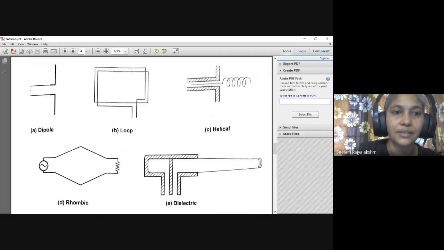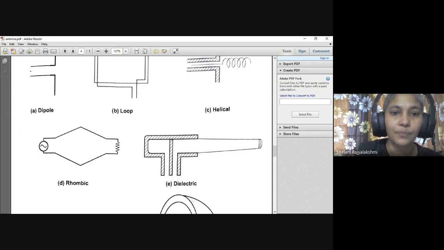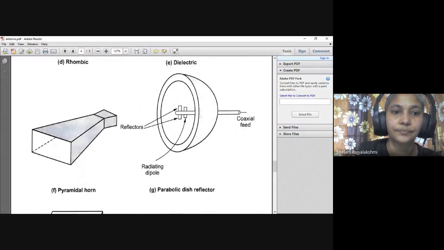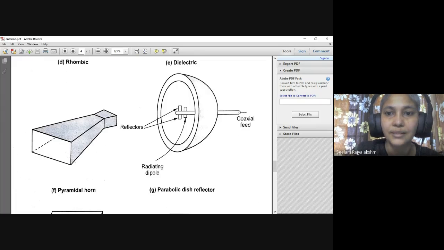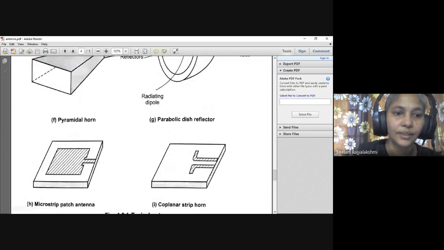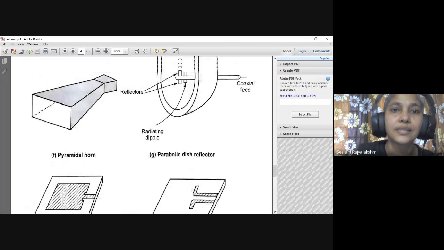So here we have, this is a dipole antenna, and this is the loop. This is a helical antenna, rhombic antenna, and this is the dielectric antenna. And here, pyramidal horn, and this is the parabolic dish reflector. Here we can see these two reflectors, and this is the radiating dipole, and this is the coaxial feed we can see from here. This is a microstrip patch antenna. This is a coplanar strip horn. So let us see these properties.